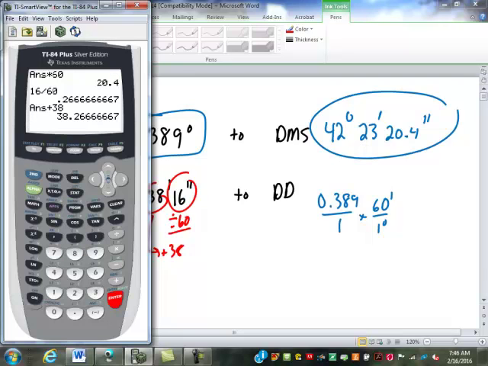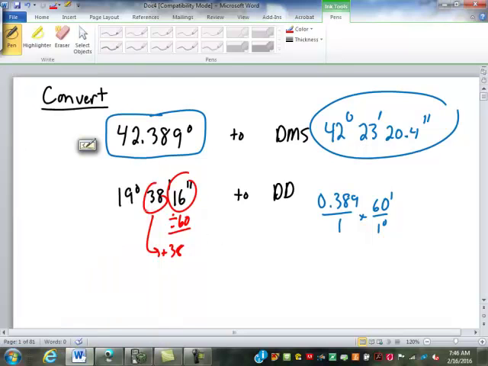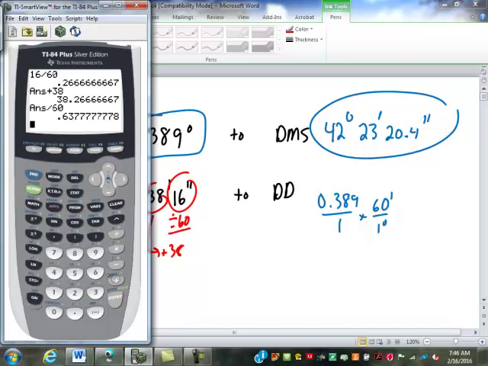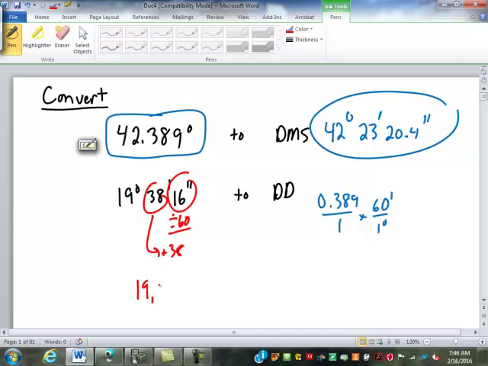38.266666666. Now we're going to take that and divide it by 60 to turn it into degrees. And then we're going to add the 19 degrees to that. 19.6377, 78 if rounded, in decimal degrees.